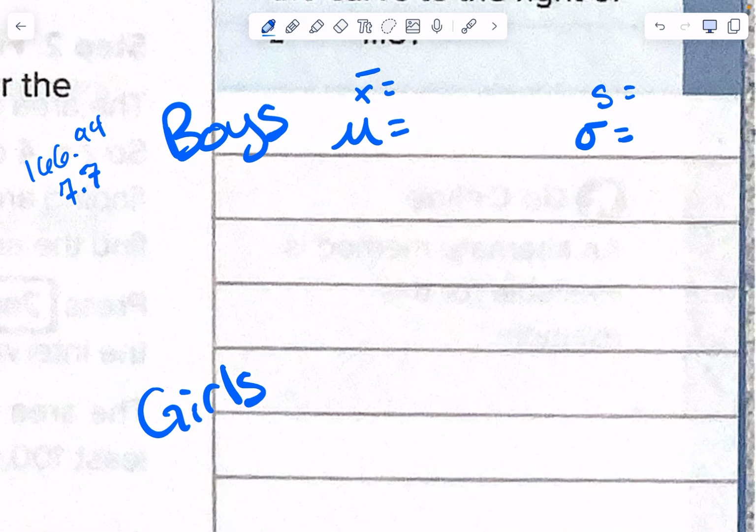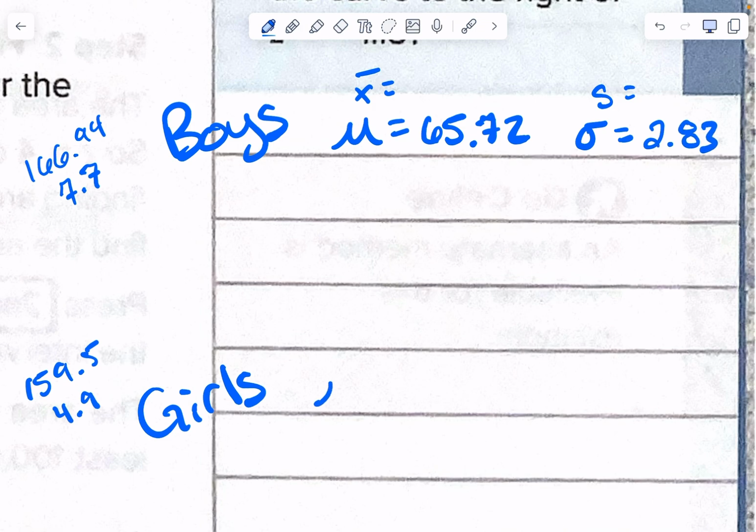Convert 166.94 centimeters to inches. Girls is 159.5. Somebody convert. Hurry up. 65.72. And what's the standard deviation? 7.7. That's 3 inches, 2.83. Okay. All right, girls, 159.5.